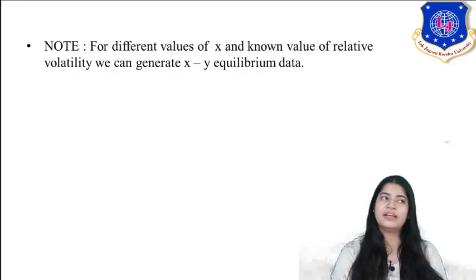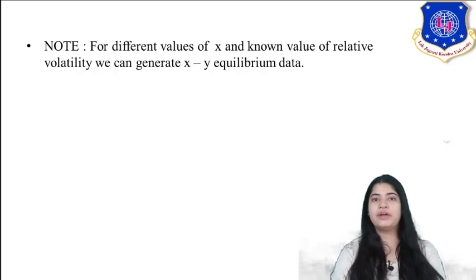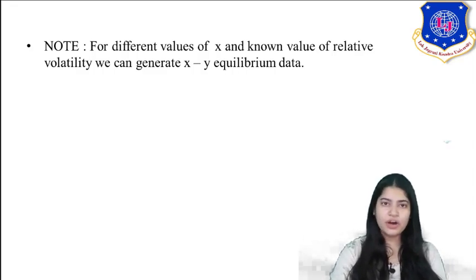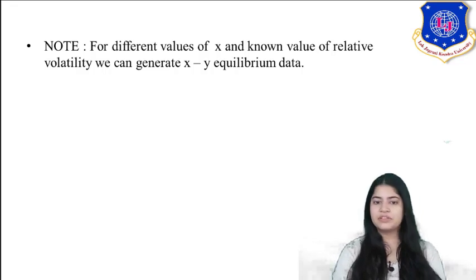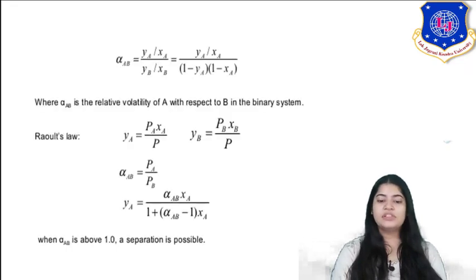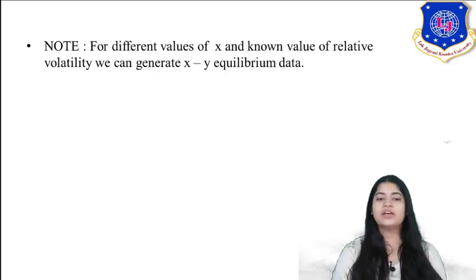Let's say, for example, alpha is equal to 12. It means my partial pressure of A is 12 times that of PB. So you can see the difference in volatilities. A is so volatile that it will vaporize very fast, and you will get your pure A when you condense the vapors. Now this equation, y is equal to alpha AB x, how can you use it? For different values of x and a known value of relative volatility, I can generate my xy equilibrium data.